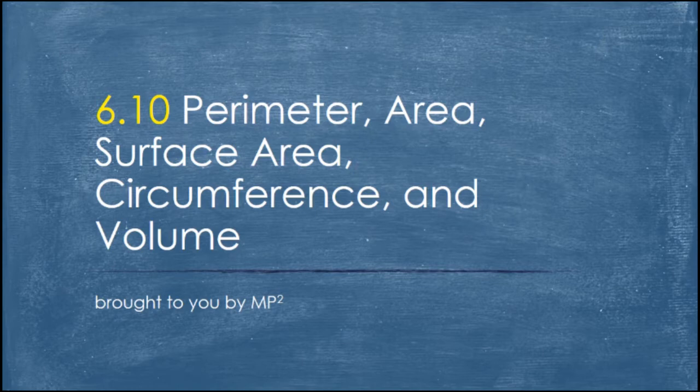In this edition of Mr. Peterson Presents, we're going to be bringing to you objective 6.10, and in this objective we're talking about perimeter, area, surface area, circumference, and volume.